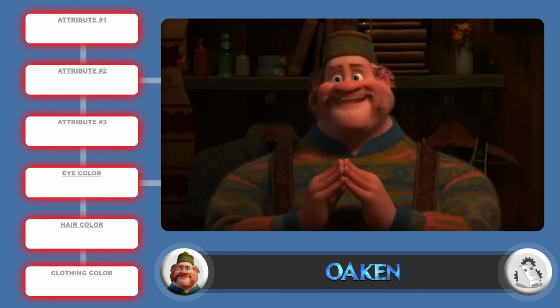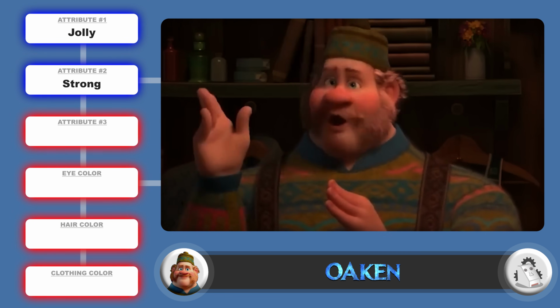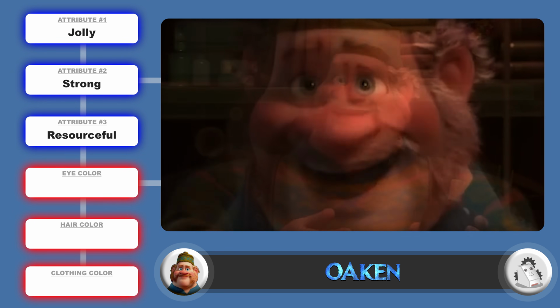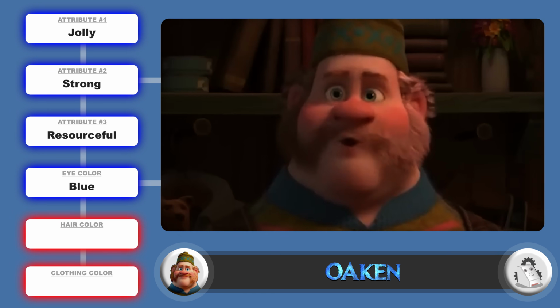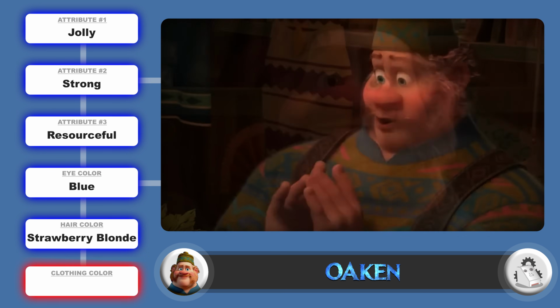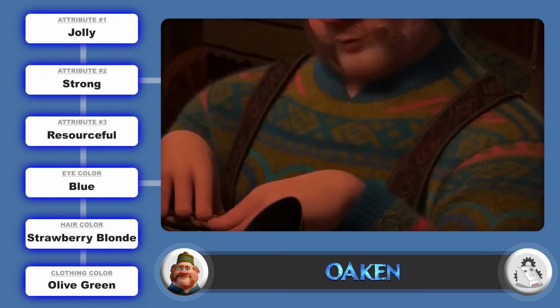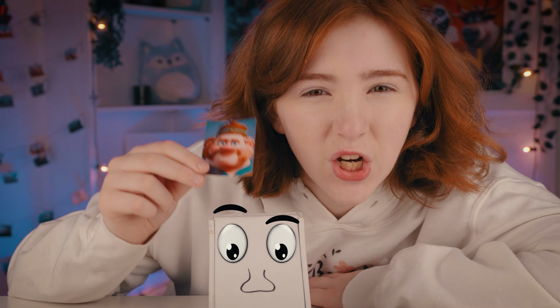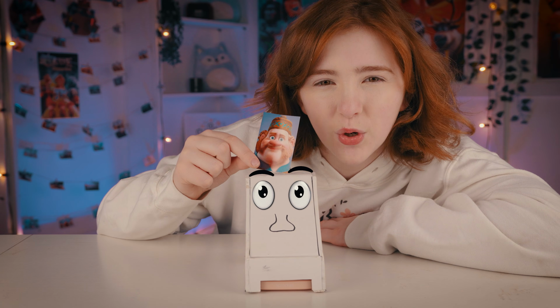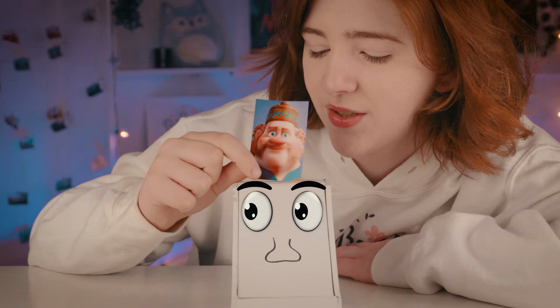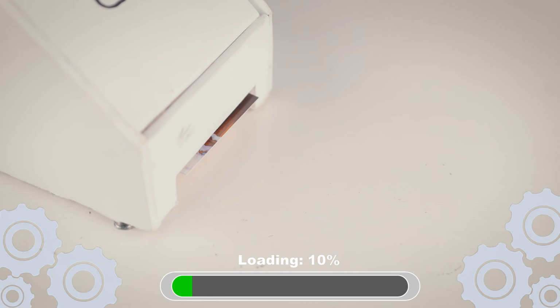Next is Oaken. Okay, Craig, what are Oaken's 3 key attributes and key colors? For the character Oaken, his 3 key attributes are jolly, strong, and resourceful. His eye color is blue, his hair color is strawberry blonde, and his key clothing color is olive green. Okay, Craig, turn Oaken into an Arctic animal using these attributes and colors. I think he might be cute. I don't know.